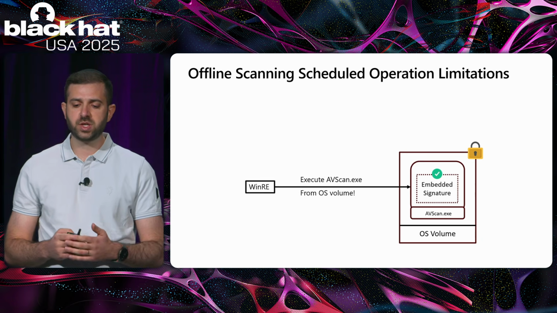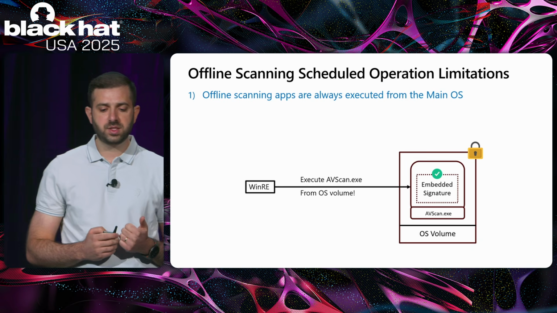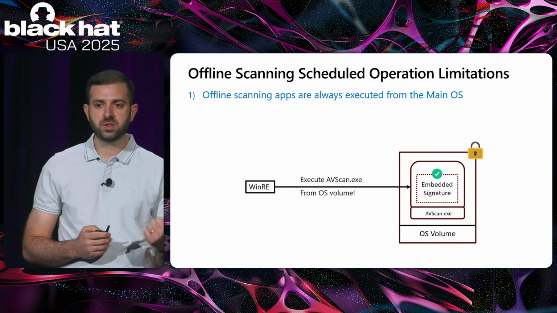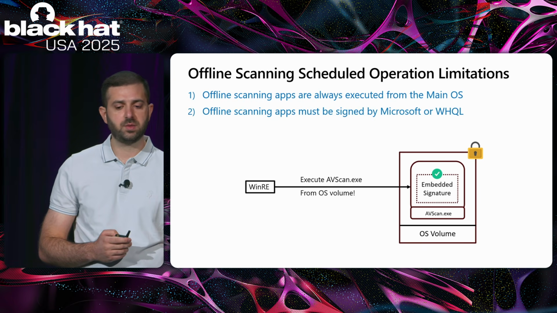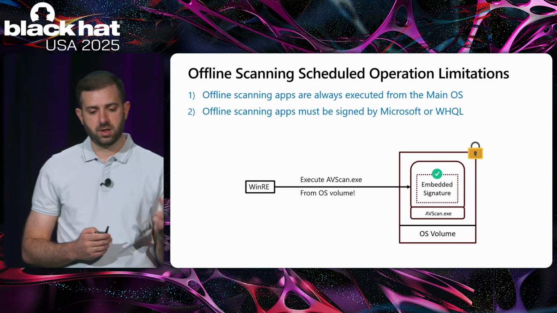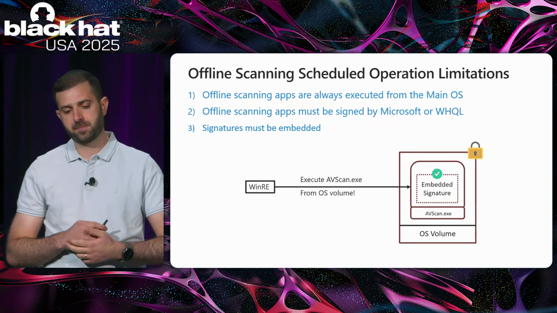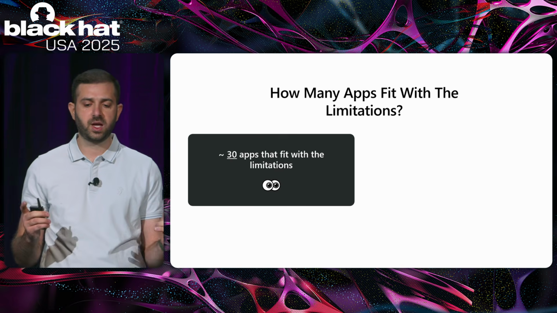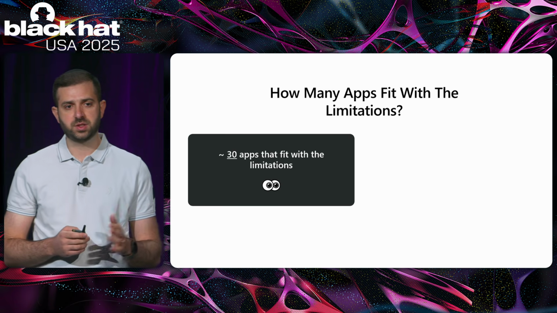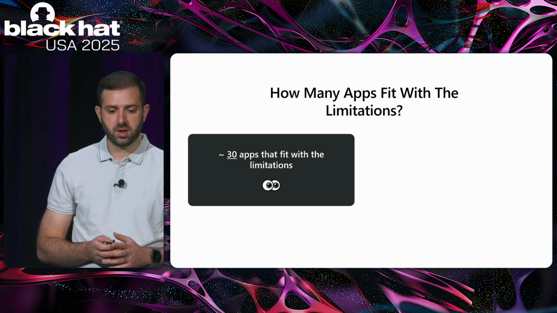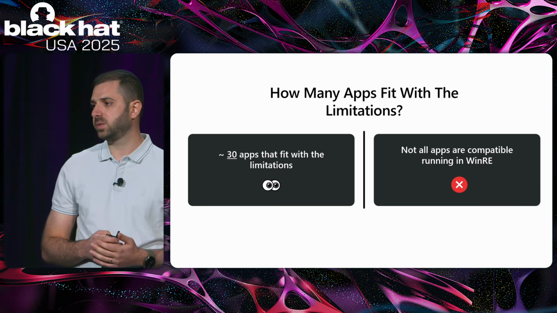We found we can control which app performs the scanning, though there are a couple limitations. First, offline scanning is performed only by executing applications from within the main OS volume. Second, this application must be digitally signed by Microsoft or WHQL. And third, the signatures must be embedded within the binary itself. We searched for all default applications that satisfy these requirements, and we discovered approximately 30 applications. No, CMD is not among them. And we could not execute all the applications on that list, mainly due to compatibility reasons.